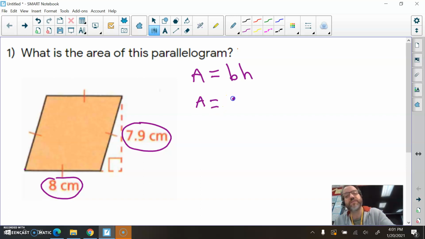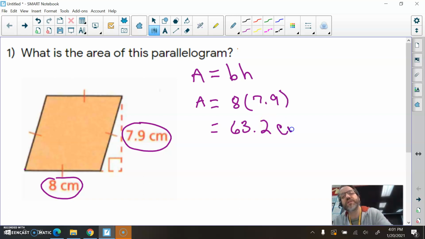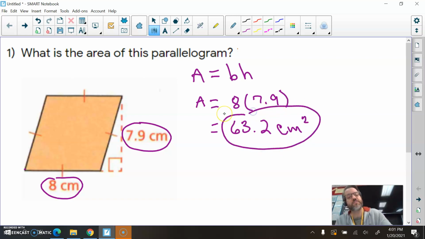Area equals 8 times 7.9. And so then we just go ahead and multiply those together, and that would be 63.2, it looks like. So our area here is 63.2 square centimeters. Okay, so it's just a matter of taking the base, the height, multiplying them together. That's it.